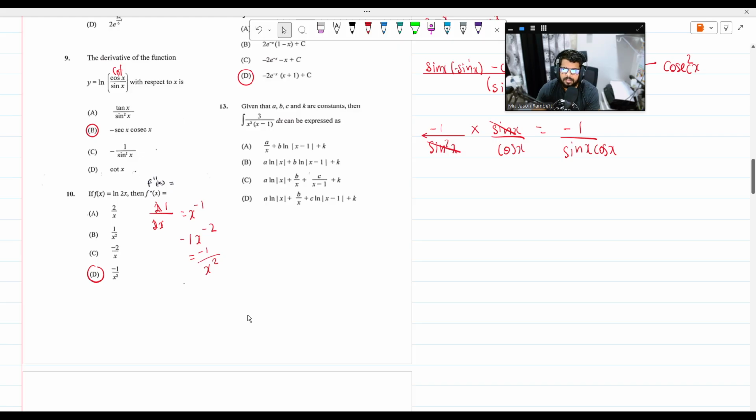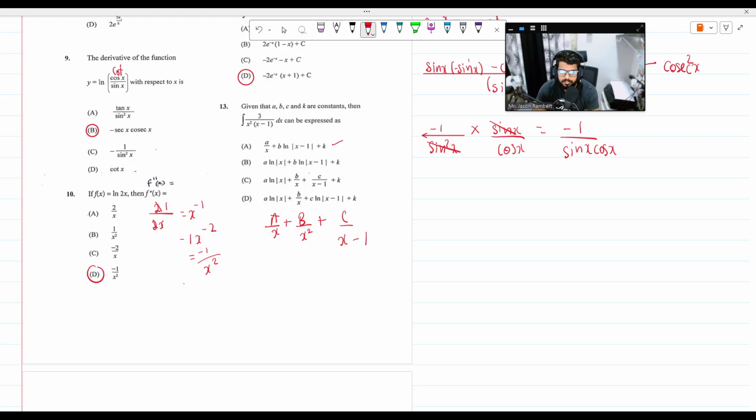Given that a, b, c, and d are constants, then this can be expressed as, all right, now this has to be broken up into partial fractions. We are going to get a repeated root, and we are going to get a linear root. All right, so when I break this up, I'm going to get a over x plus b over x squared plus c over x minus 1.